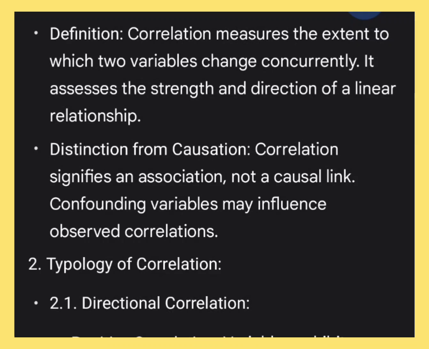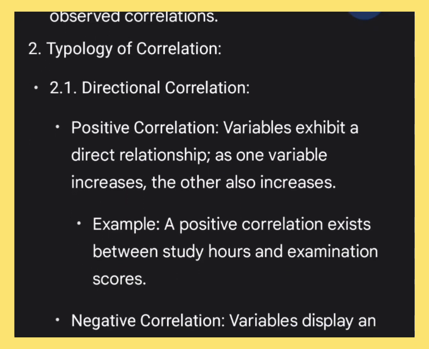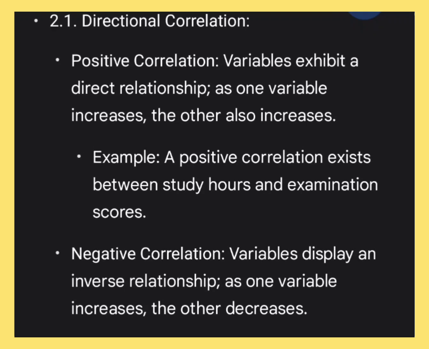2. Typology of correlation. 2.1. Directional correlation. Positive correlation. Variables exhibit a direct relationship. As one variable increases, the other also increases. Example: a positive correlation exists between study hours and examination scores.